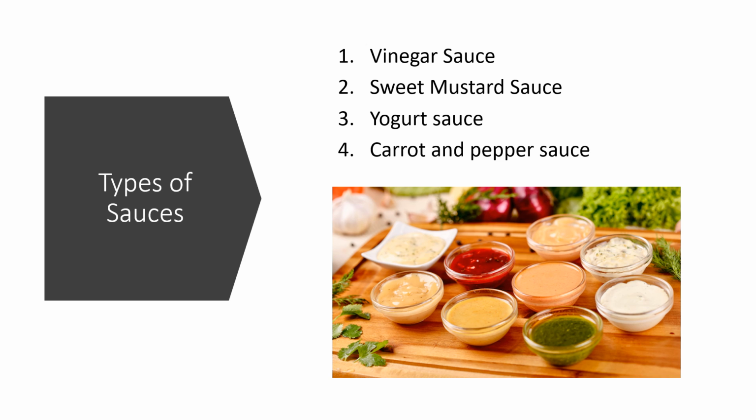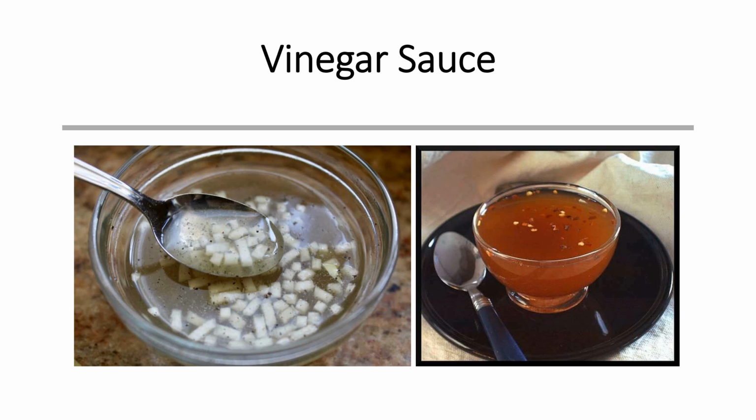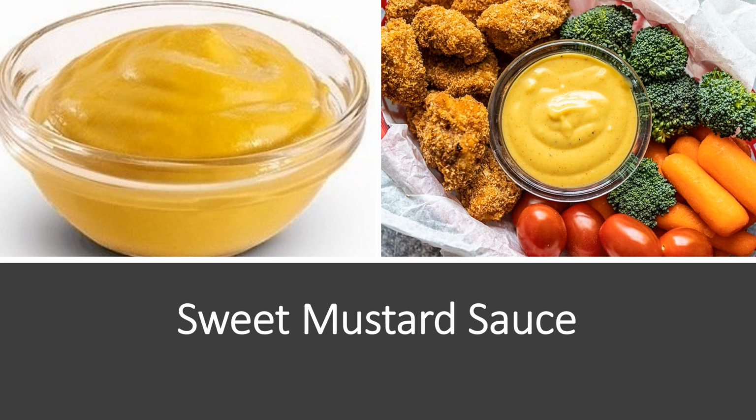Basically, there are four types of sauces. We have the vinegar sauce, sweet mustard sauce, yogurt sauce, and carrot and pepper sauce. A vinegar sauce is a light, easy sauce that supplies a sweet, spicy Asian flair to steamed vegetables. A sweet mustard sauce provides a blend of sweet and tangy flavors to accentuate the flavors of steamed vegetables.